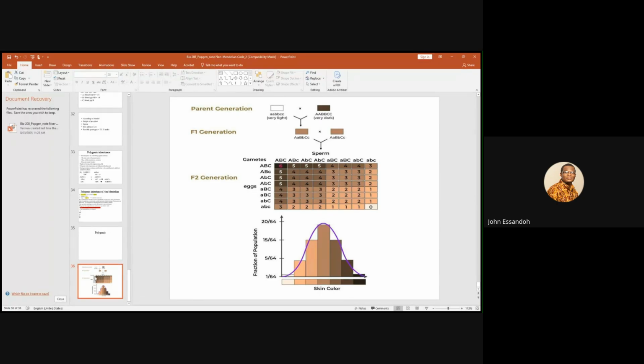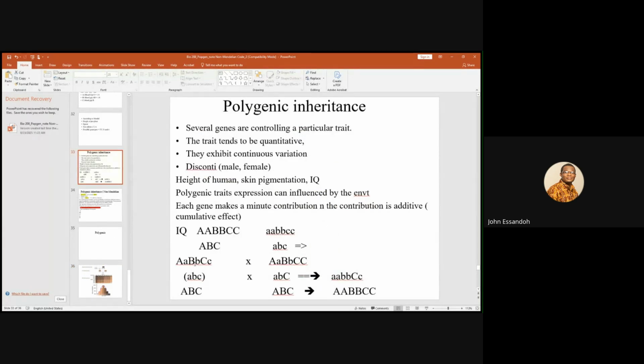But if we just say dark, the person could be dark and could have something like this. Let's say this is my example here. The person could be dark and have something like that. Yes, this person is dark. But let's say it's random, you could have a small a here, a capital B here, and then maybe a capital C here.